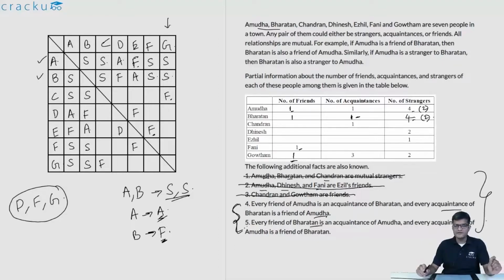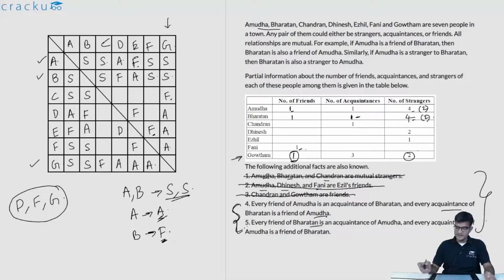Let us first go with G, because we know the exact number of friends, acquaintances, and strangers G has. For G, we have identified 2 strangers. For G, we have identified 1 friend. So all the remaining people have to be acquaintances. So this will be an acquaintance, this will be an acquaintance, and this will be an acquaintance. We will fill up the rows also so that there is no confusion. So this is A, and A. So even for G, we have completely identified all of the relationships that G has with the remaining 6 people.